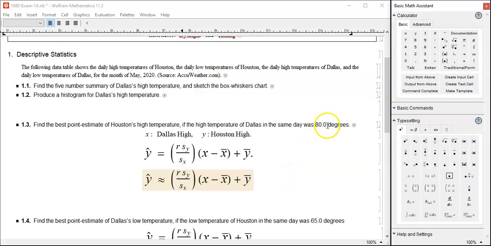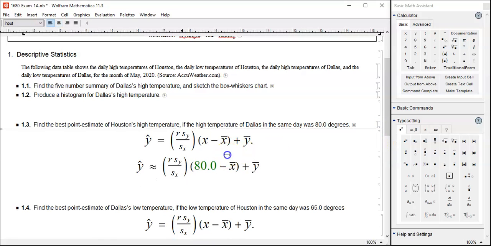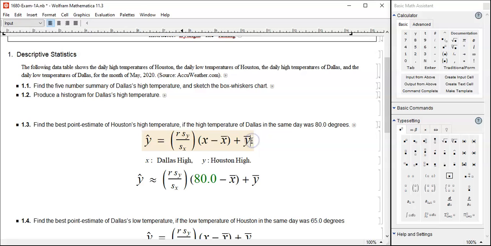And Dallas High now is 80 degrees. Where do I put in 80? X is 80. Okay, all right. So we got Dallas is 80. This is the regression formula, and Dallas is X and Houston is Y. So Dallas is 80.0.